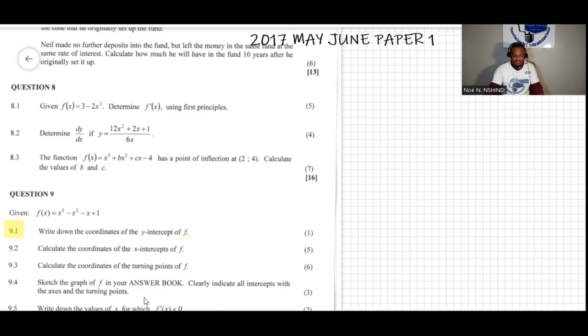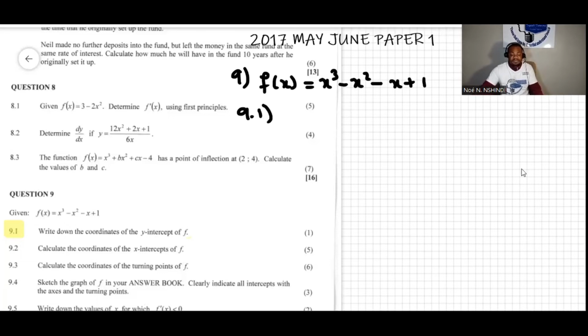Okay. So the function that is given is f of x is x cubed minus x squared minus x plus 1. So as I was saying, 9.1, we're looking for the y-intercept. Y-intercept over here.